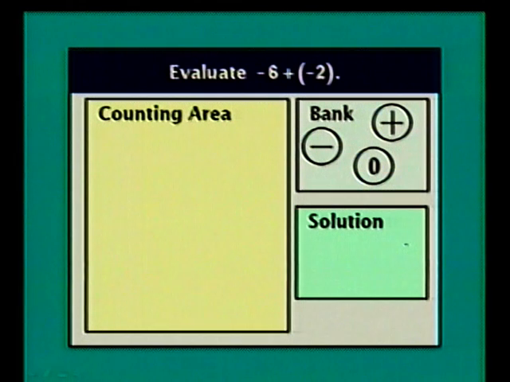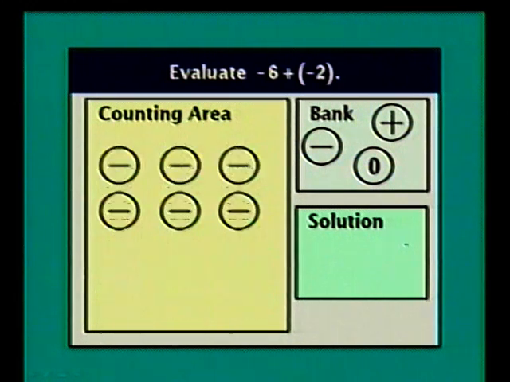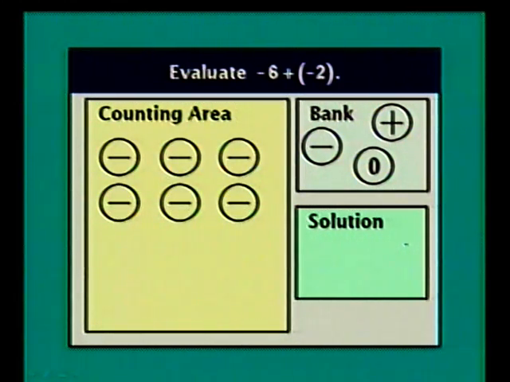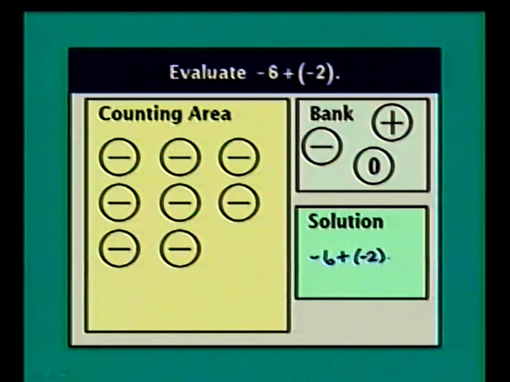Now let's try evaluating negative 6 plus negative 2. This time I just put 6 negative chips in my counting area, and I add 2 more negative chips in my counting area. This gives me 8 negative chips in my counting area. So negative 6 plus negative 2 is equal to negative 8.